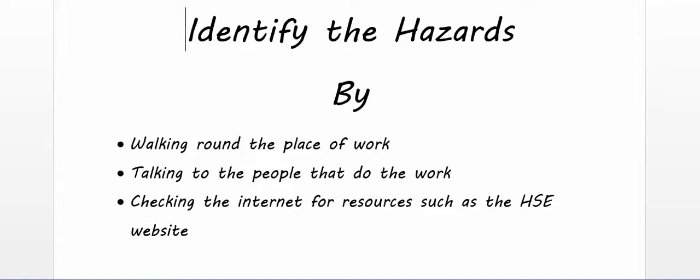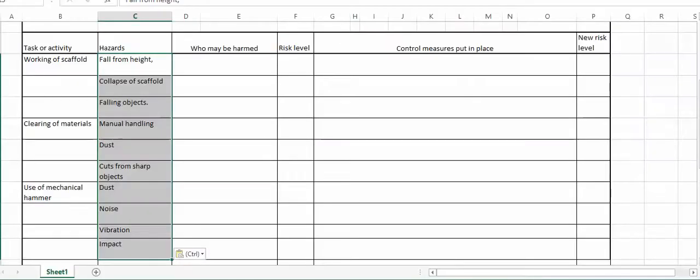Ideally, walk around the place of work or the area that the work is taking place in. Very important to speak to the people that are completing the work and check on the internet and various other resources for any more information that you may be able to find about the work that you're doing. I've just taken an example of some work to do some demolition. I've listed the type of activities that are going to happen here, and I've also then listed all the likely hazards. These are just some examples.